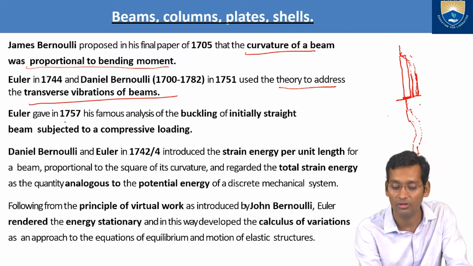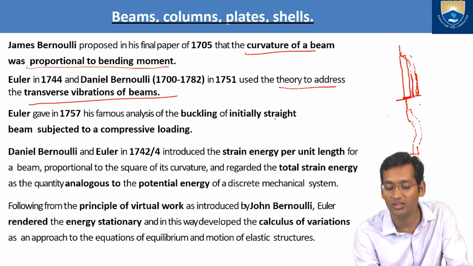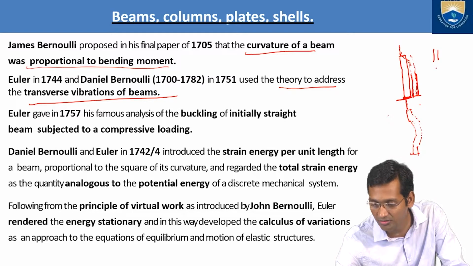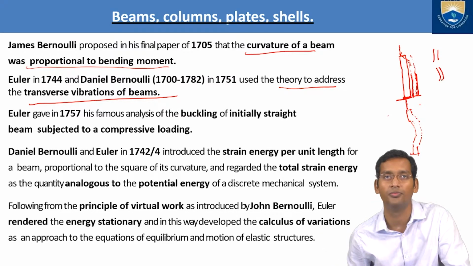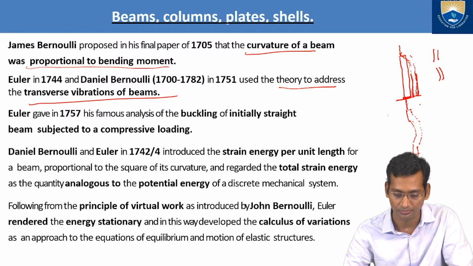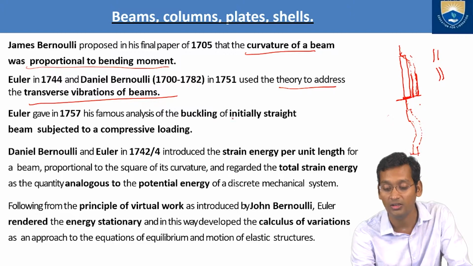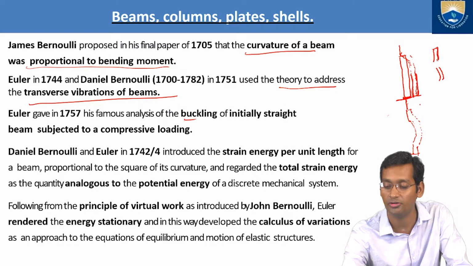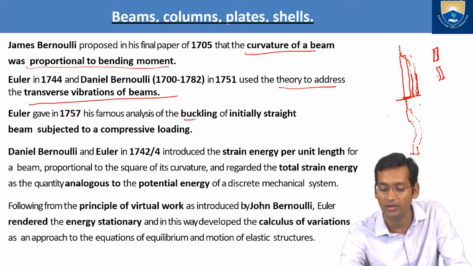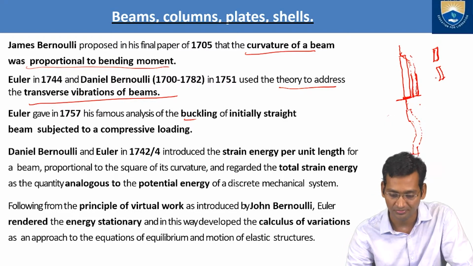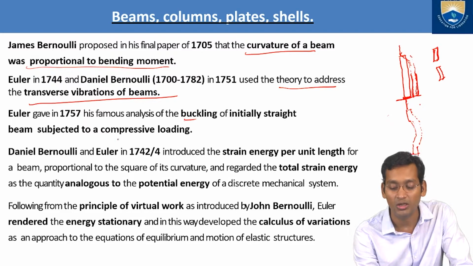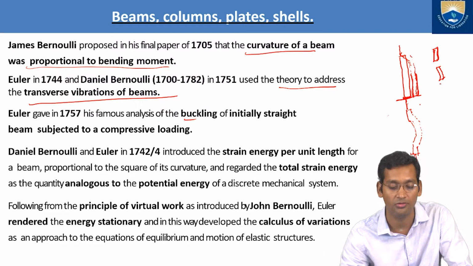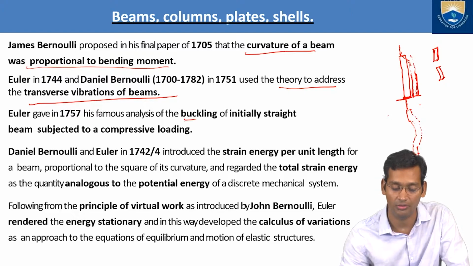Euler again gave, in 1757, the buckling of an initially straight beam. Just the same here, buckling. This is straight. Now instead of that, this straight becomes a slight curve. That is given by Euler. So buckling of initially straight means whatever was initially straight, after applying force, becomes buckled. This one was straight, after applying the force it got slightly bent, and that is the buckling of the beam, subjected to a compressive load. Here also I gave just an example. If you apply force from both sides, then this will bend. So given by Euler in 1757.